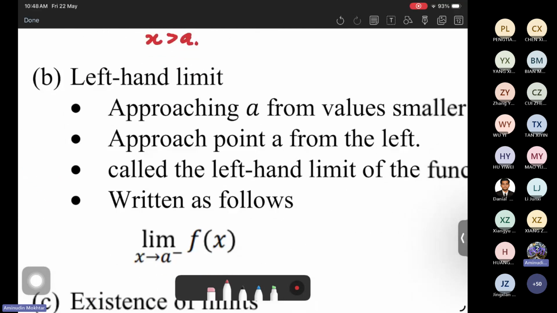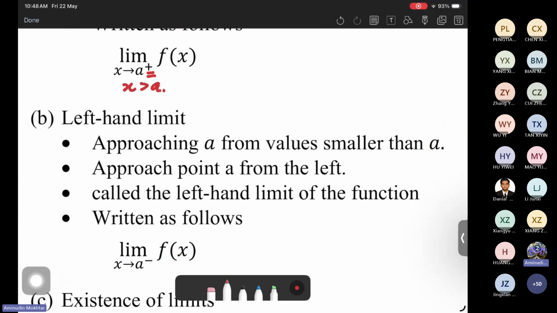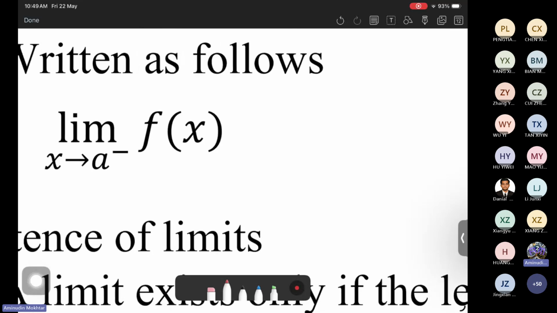For the left hand limit, the value of x approaches a from the left of a, from values smaller than a. We call that the left hand limit of the function, and it can be written as follows. We write limit x approaches a, and then we add the negative sign to the power of a. Negative means that we find the left hand limit when x approaches a from the left, from values less than a.